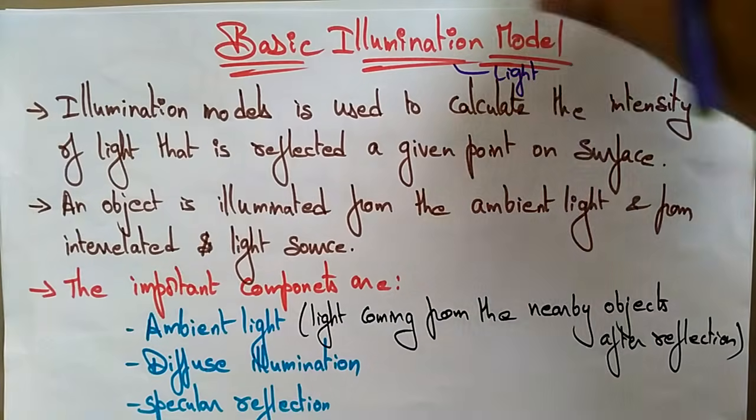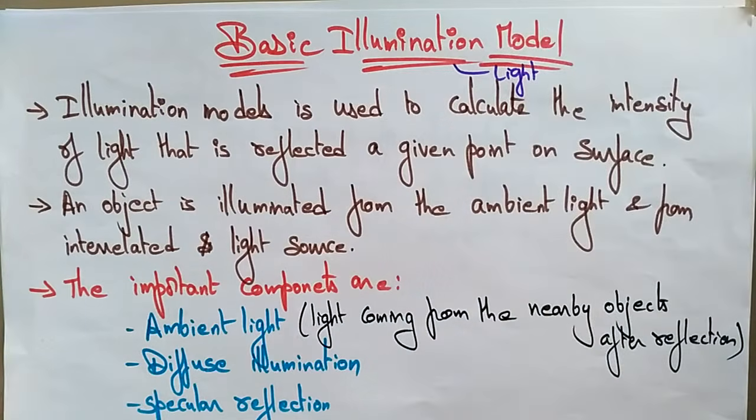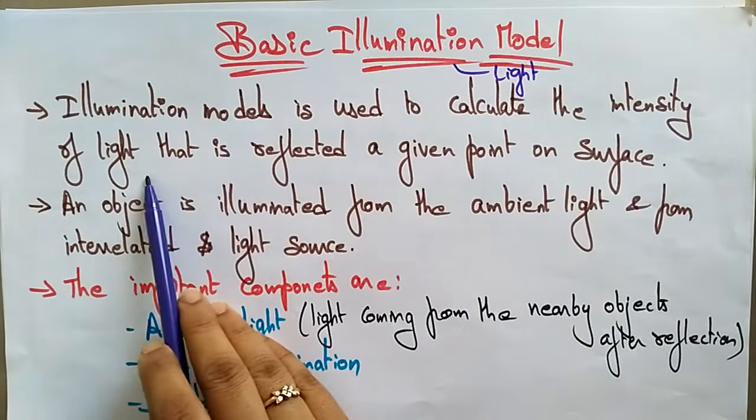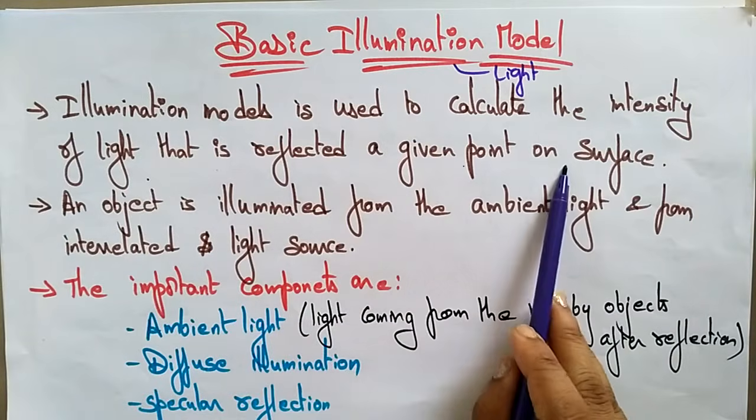So what are the different illumination models that are present in computer graphics? On what basis can the picture be identified and seen on the screen with more clarity? There are different types of illumination models. If we have all these types of illumination models, then we can see the picture as a perfect image on the screen. Illumination models are used to calculate the intensity of the light that is reflected at a given point on the surface.